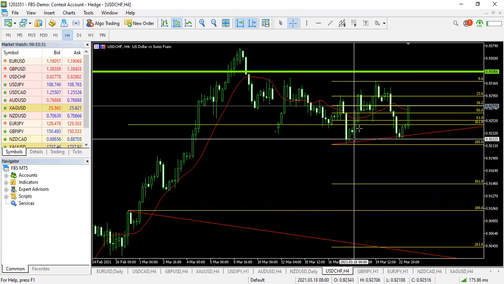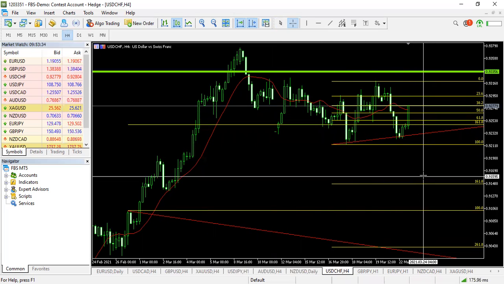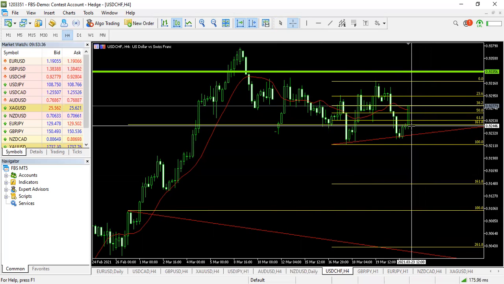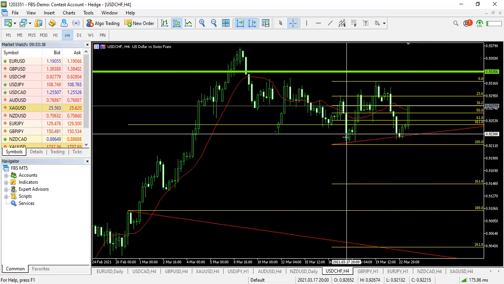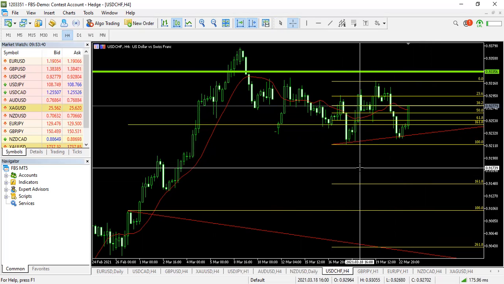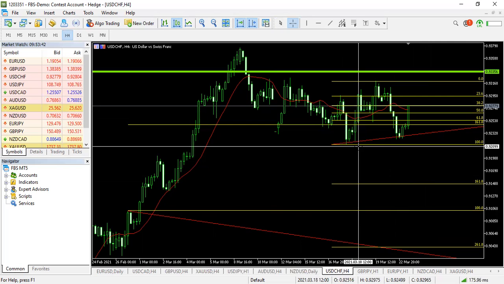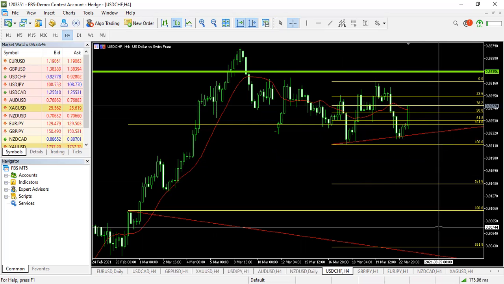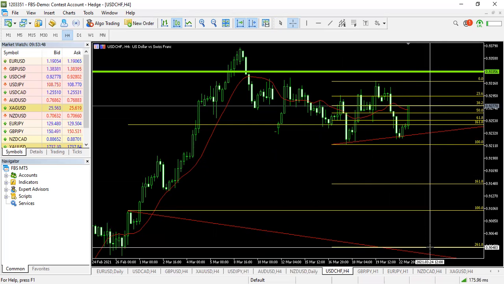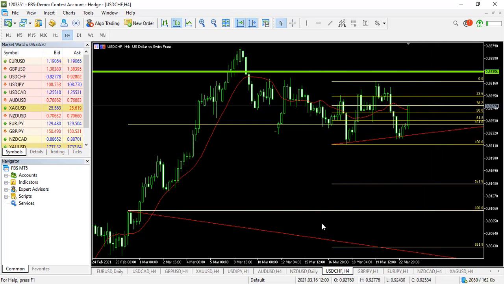However, it has already been retested 3 times. Remember, the 4th time it's going to break. So we wait and see exactly what happens. What I'm going to be looking at is a break below 0.92100, a retest, then I'll be looking to sell all the way to the 0.9400 zone or even lower.